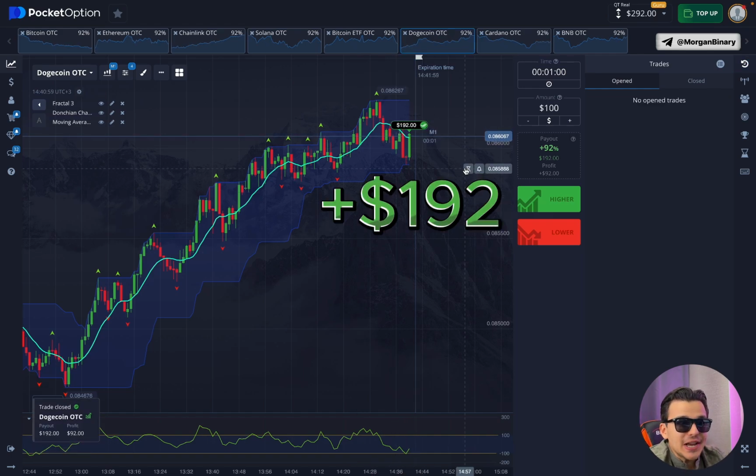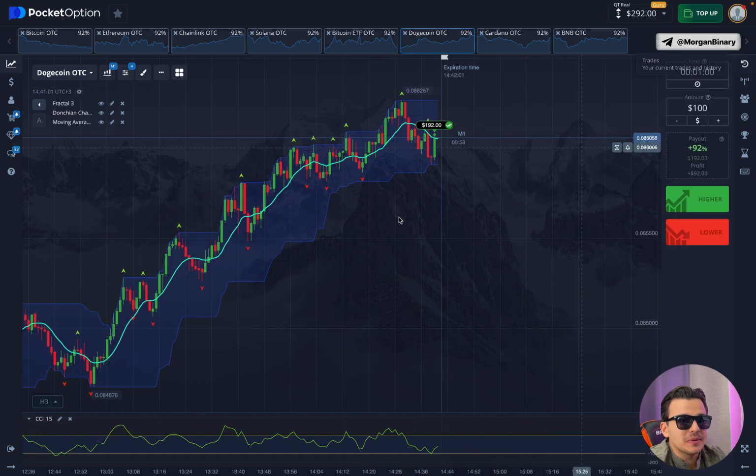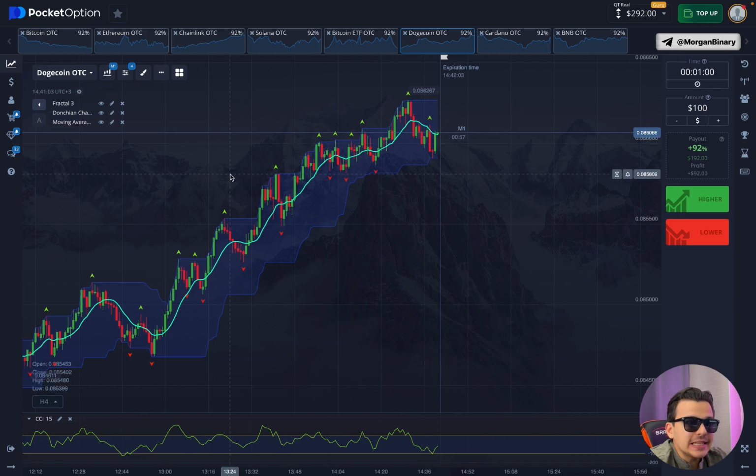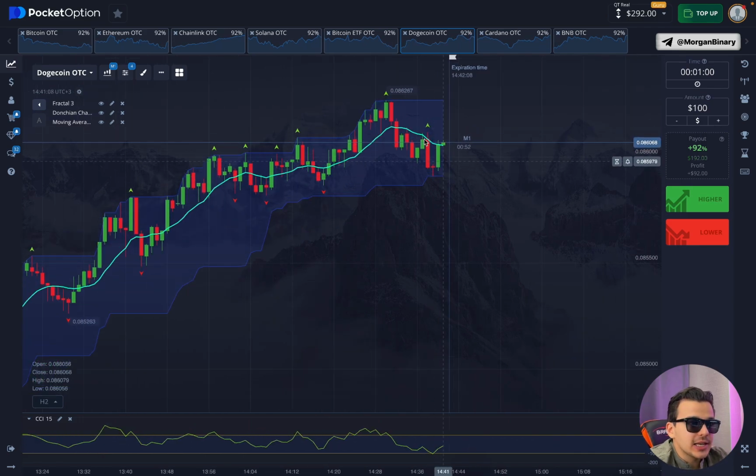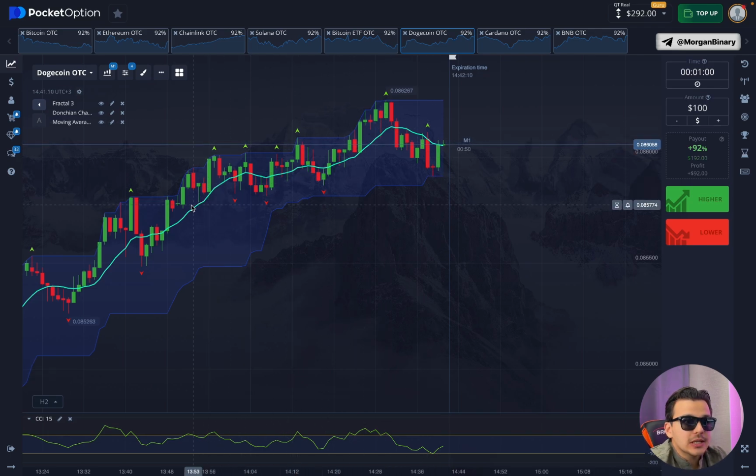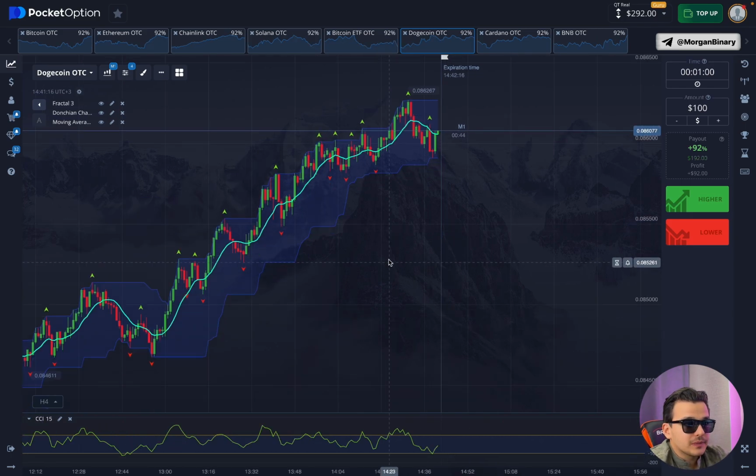And the first trade closes in profit without any problems. Excellent! It was quite an easy signal here. I didn't rely on my moving average in this case. The main focus was the lower moving average of the channel indicator and the exit from the oversold zone. Let's continue with the next trade.